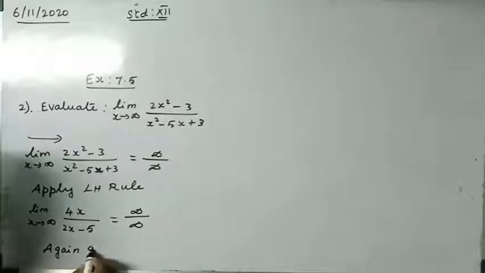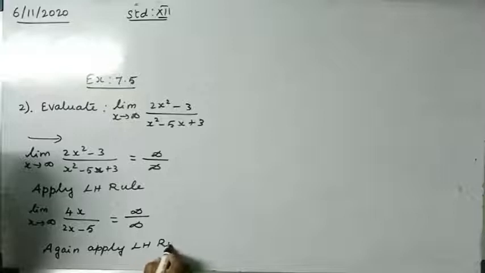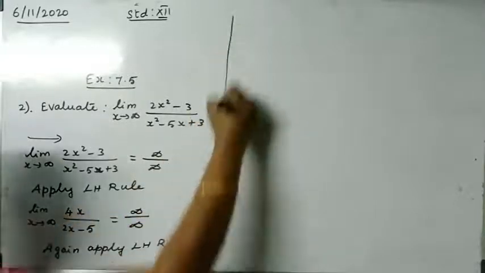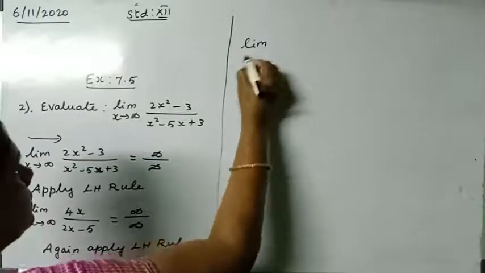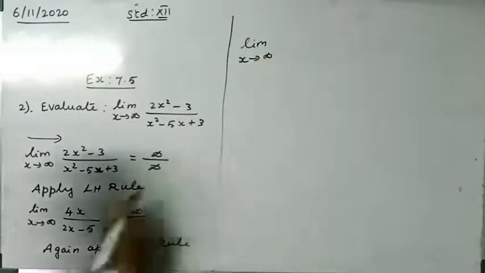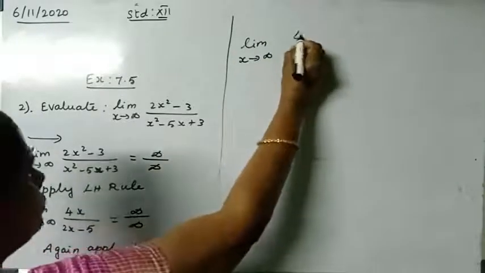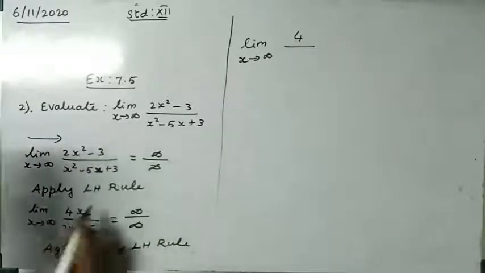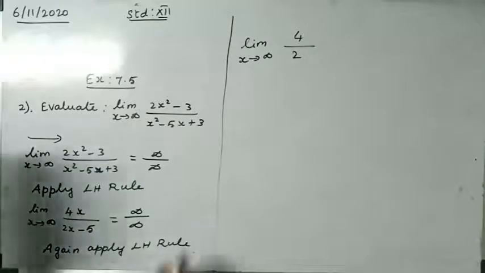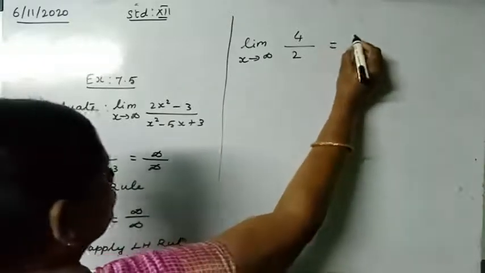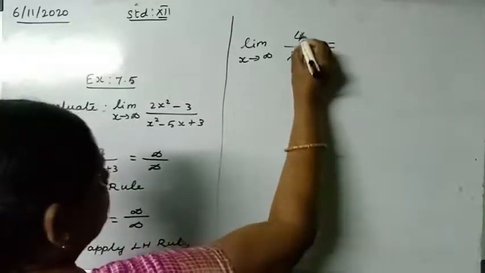So again apply L'Hopital rule. திரும்ப L'Hopital rule use பண்றோம். So அப்போ limit x tends to infinity 4x differentiate பண்ணா 4 divide by 2x differentiate பண்ணா 2, 5 differentiate பண்ணா 0. So which is equal to, so cancel பண்ணோம்னா 2.